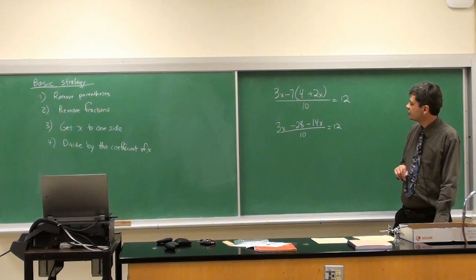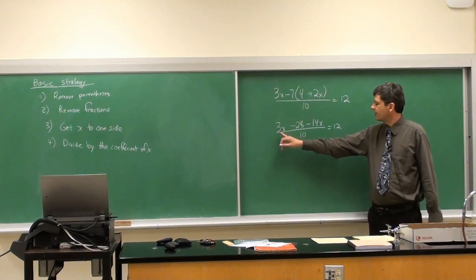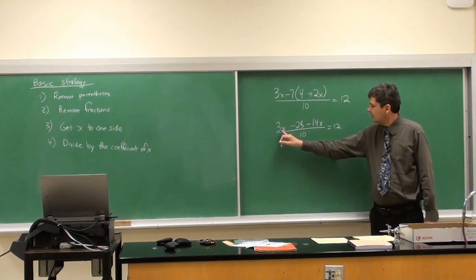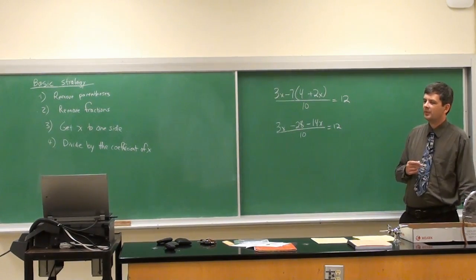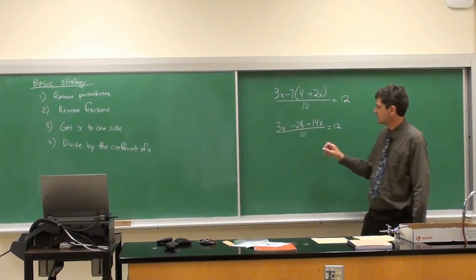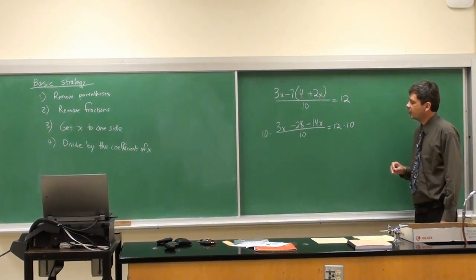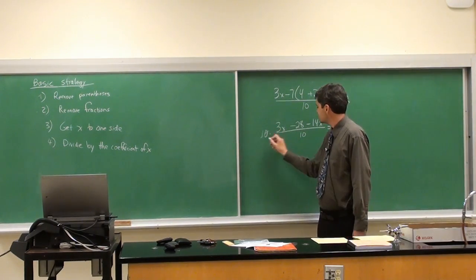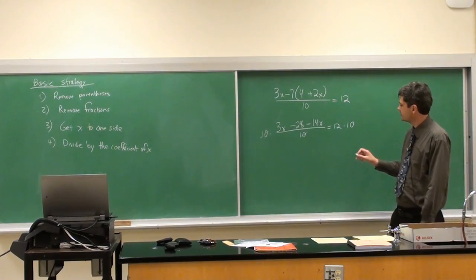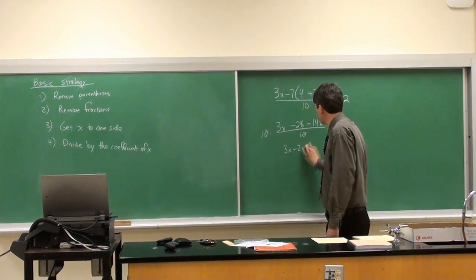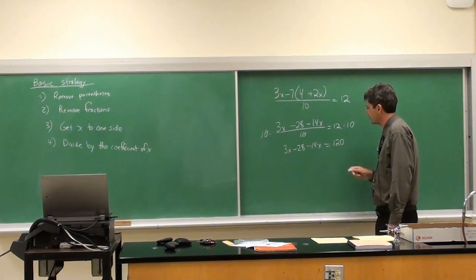Now I'm going to remove the fractions. In order to remove this fraction, I can't do anything with these until I get rid of this 10. What should I multiply both sides by? 10. Yeah, that gets rid of the 10. So I multiply 10 over here, and if I multiply the left by 10, I have to multiply the right by 10. This 10 cancels with this 10, and it becomes 3x minus 28 minus 14x equals 120.